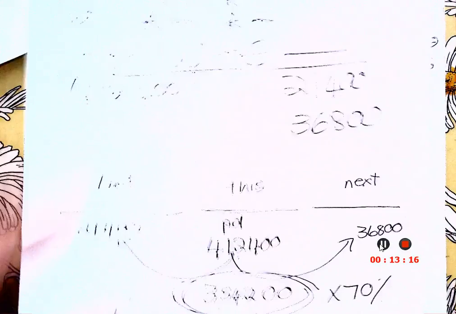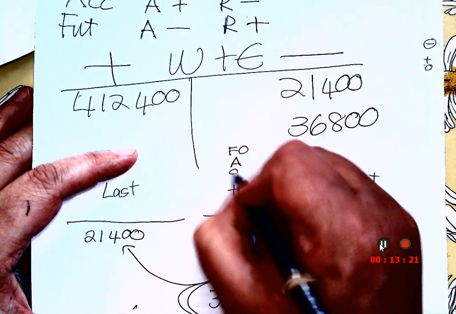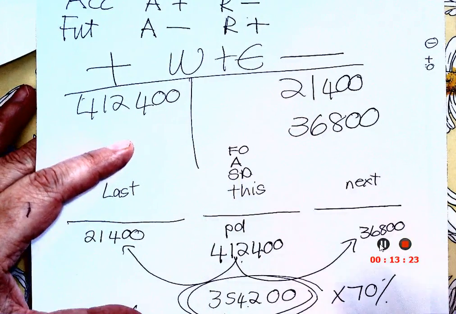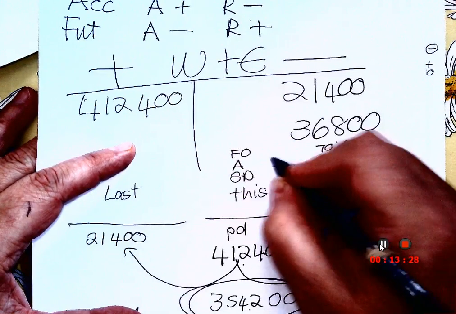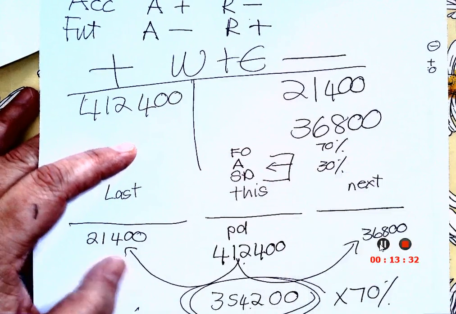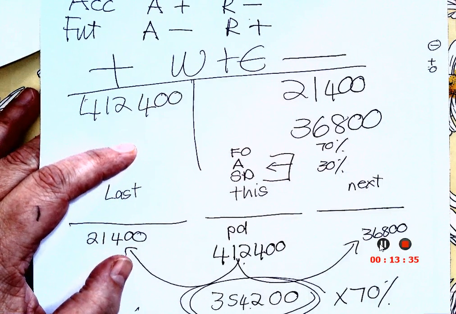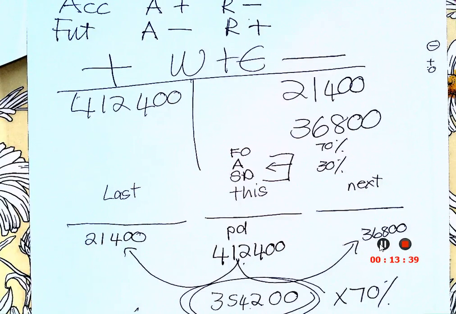When I close it off, I'm going to close it off to factory overheads, admin, sales and distribution. This is 70%, and these two, they don't tell me how much is what. It's going to be 30%. Does that make sense to you? So this is what you do. You do your reversal, your adjustment. You work out your real expense for the year. Then you divide it between the departments.